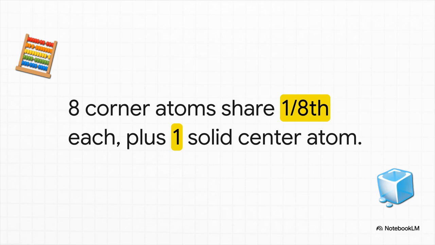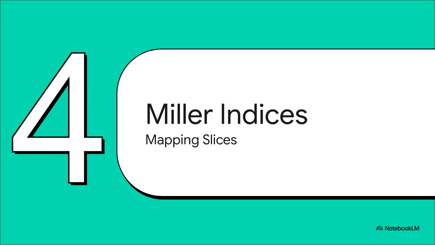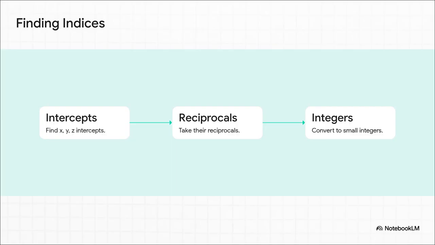Makes sense, right? Up next, Section 4, Mapping with Miller indices. We've got our building blocks, but how do engineers actually map out specific slices or planes inside these structures? We use something called Miller indices. Basically, think of these as a GPS coordinate system for crystal planes. And finding them is a super simple 3-step procedure.